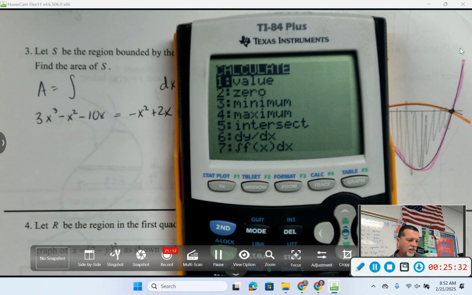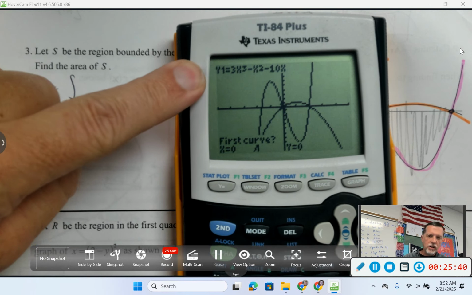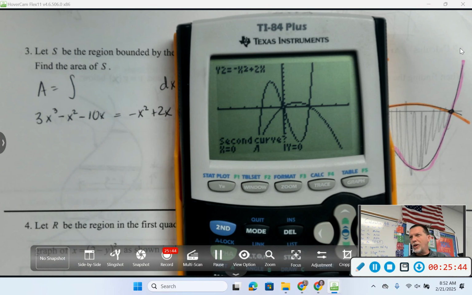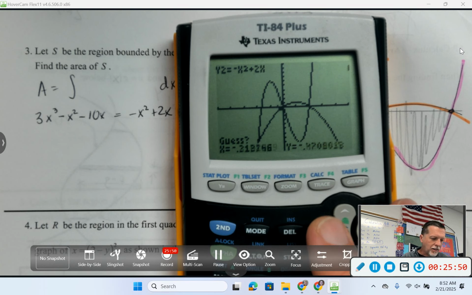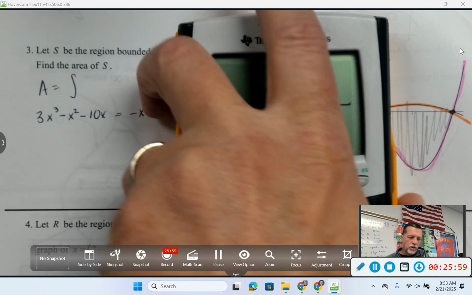Second calc, intersect, and then be careful, it walks you through what it's asking for. The first curve, yeah, y1, so enter. Second curve, y2. If you've only got two curves in there, it's going to default to y1 and y2, so that's pretty easy. Guess, now I need to pick my spot here. Looks like there's three of them. So one of them's at -2.